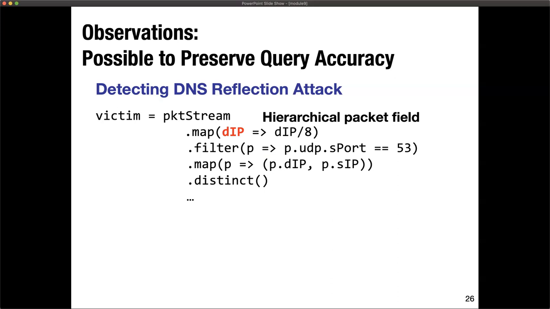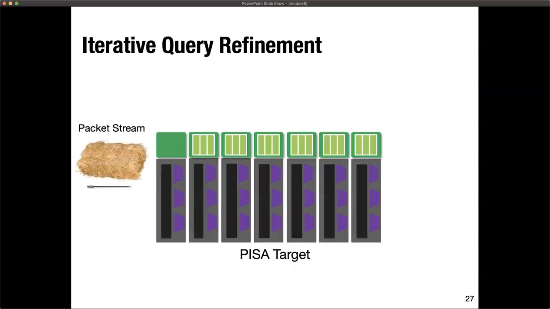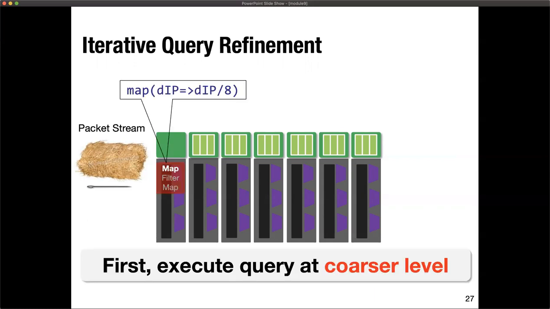Yes, this is an excellent question, and the key idea is this. Take the haystack example to the extreme: you have normal traffic, and there is this needle that you're really interested in, right? You execute the query at a coarser level, and now you know that you're going to take a smaller amount of resources for executing that query, right?